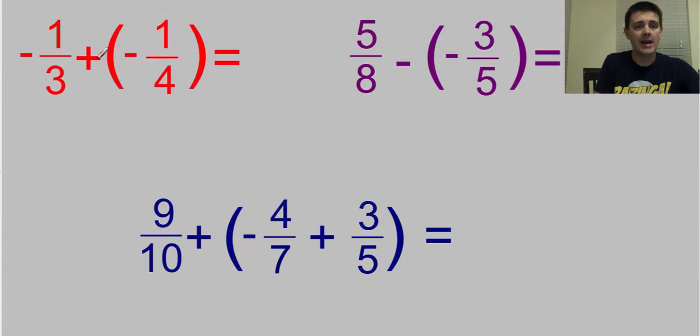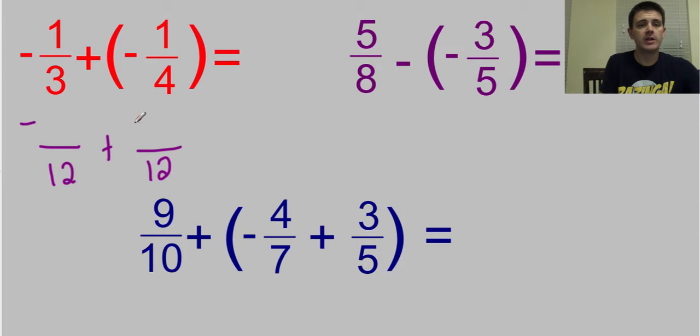So I'm adding, and they're both negative, so I know I'm going to be adding them together and keeping my sign, but I need a common denominator. So I think about what a 3 could turn into and a 4. A good way to do it is look at your multiplication table, look at your 3 row, look at your 4 row, what number showed up in both. In this case, I know that I can turn them both into a 12.